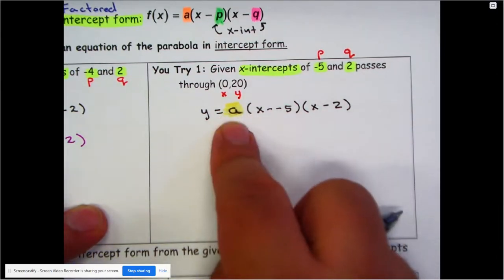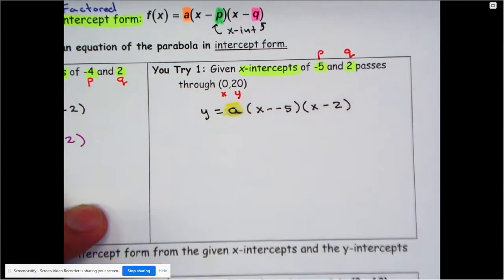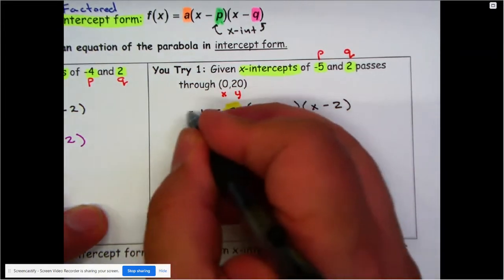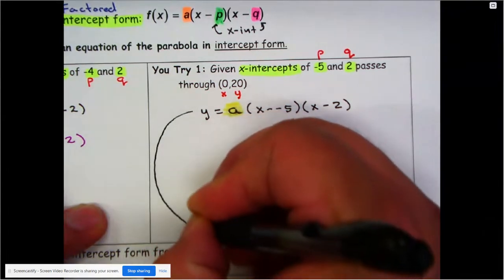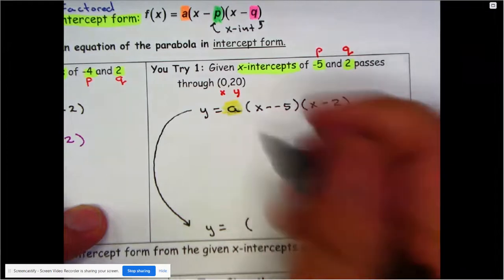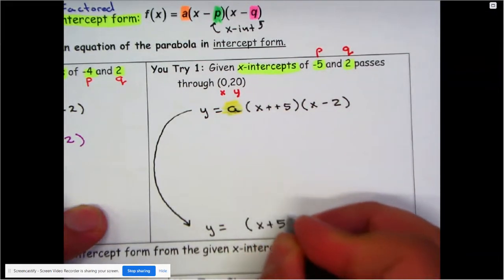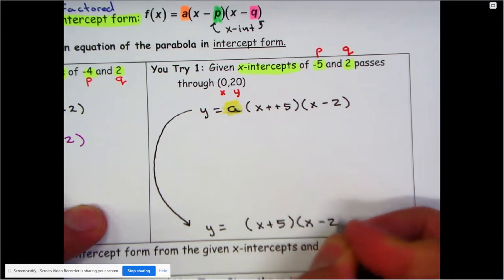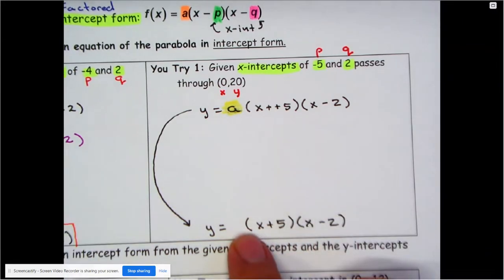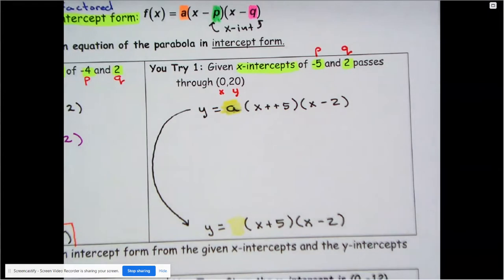Now, again, I would almost be done. As long as I knew what that a was, I would be done with this problem, but we don't. So you know what? We're going to save it for the end. y is equal to, remember, the negative does become a positive. So I'm just going to say x plus 5 and x minus 2. So notice, I'm going to bring this back. I need to find what that a is. Once I have it, we can plug it in here, and then I'll officially be done with this equation.